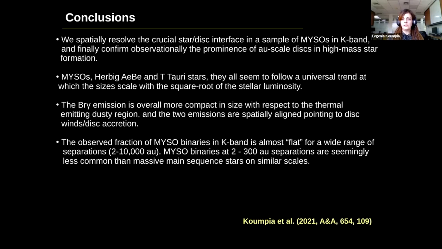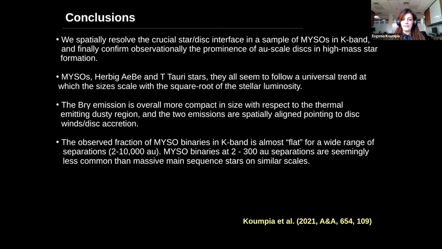So we spatially resolve the crucial star-disk interface in a sample of MYSOs in the K-band. And we finally confirm the prominence of AU-scale disks in high-mass star formation, no matter what the central mass of the protostar is. The size of the innermost area of the disk seems to scale with the square root of the stellar luminosity. The Brackett gamma emission is overall more compact in size with respect to the thermally emitting dusty region, and the fact that they are also spatially aligned points to a disk wind or disk accretion origin.